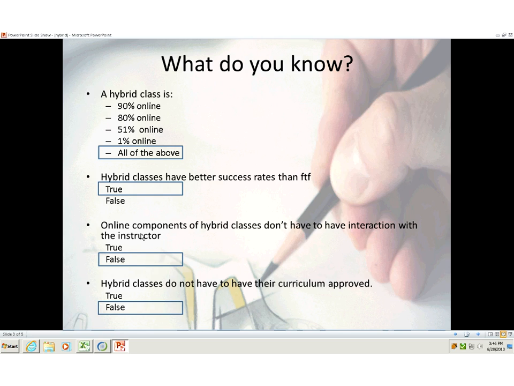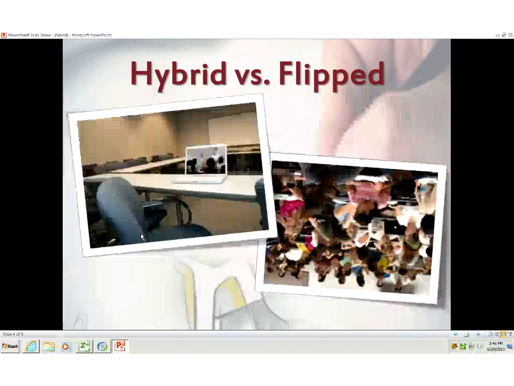Under 50%, over 50%, and at 50%. Okay? You have to do that. So enough of the regulation stuff. Is a hybrid class a flipped class?